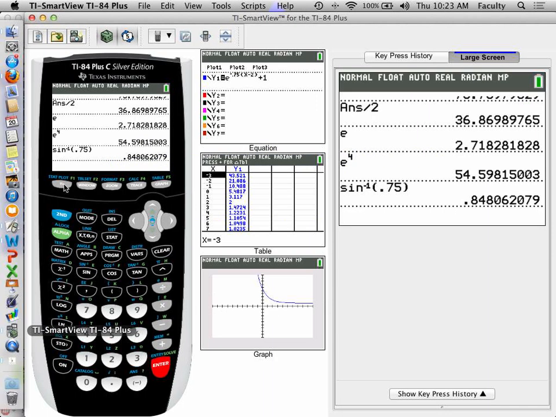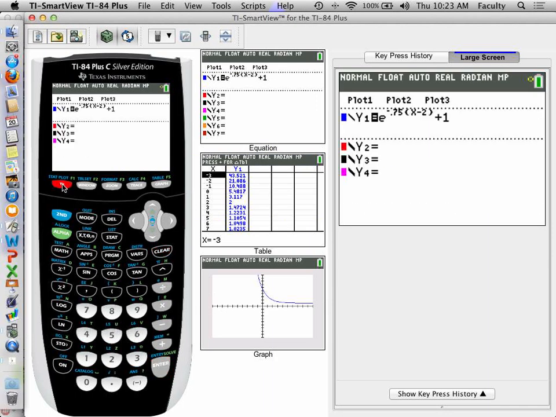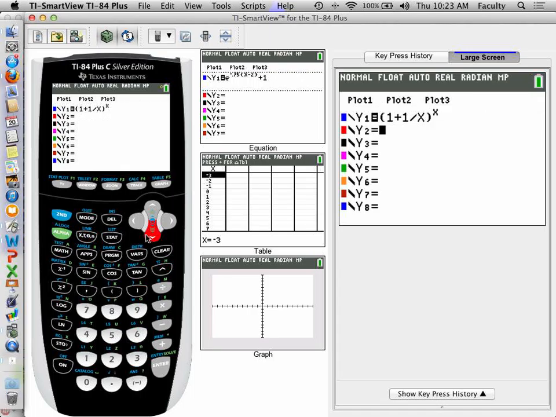So let's go to our Y screen here. And in the Y sub 1, you're going to put parentheses, 1 plus, and we're going to use an X instead of an N. And so you're going to do 1 plus 1 divided by X, close the parenthesis to the X power. Then your calculator will allow you, because we don't want to have to scroll up to 1 million. Okay, that would take a really long time.